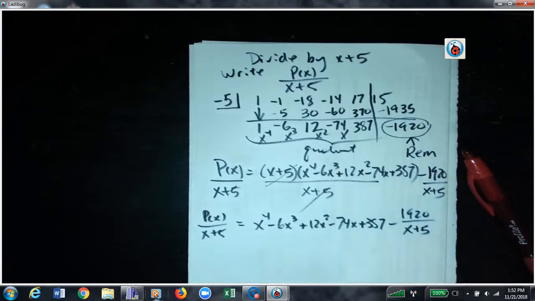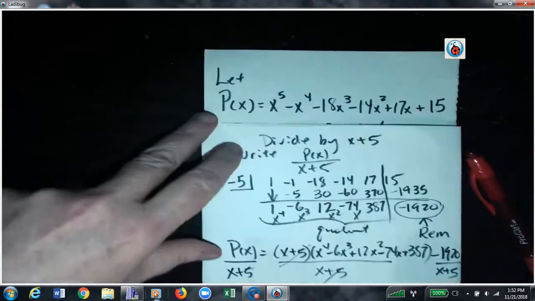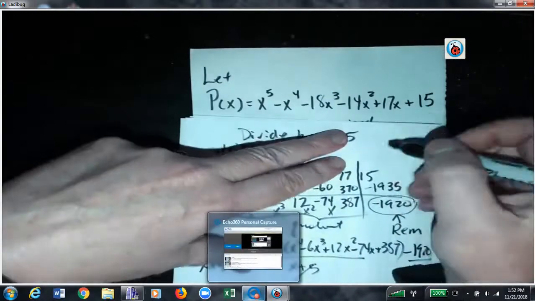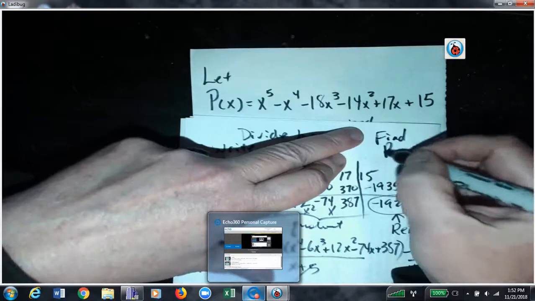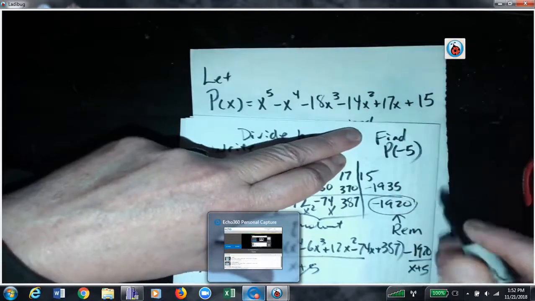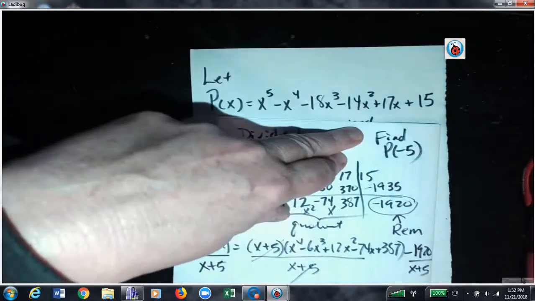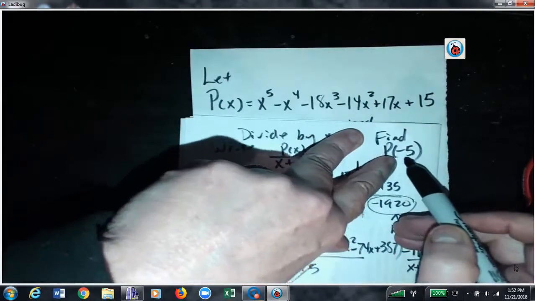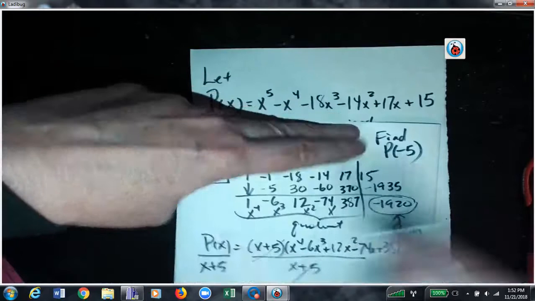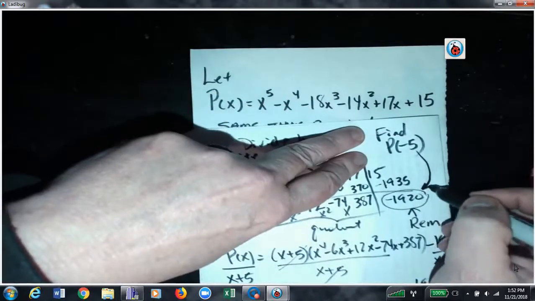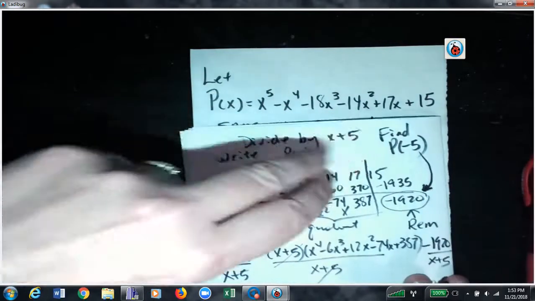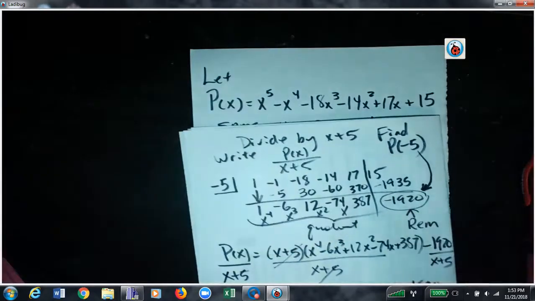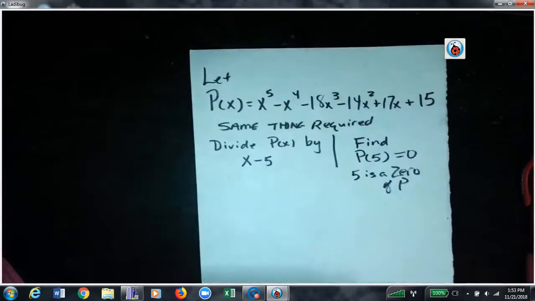Now, what if the question had been, given this, find p evaluated at negative 5? Well, if that is the question, then what we do is the number inside the parentheses is exactly the number that goes in the box. And p evaluated at negative 5 is going to be the remainder. So p evaluated at negative 5 is negative 1920. I could have done it directly.